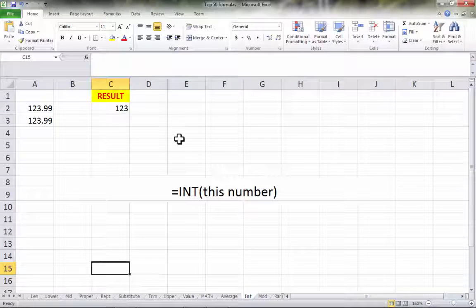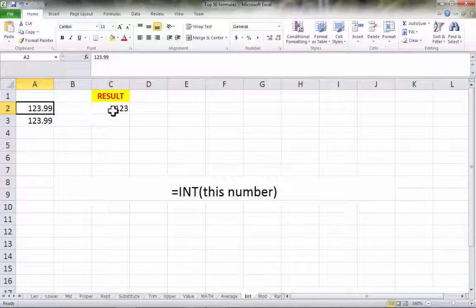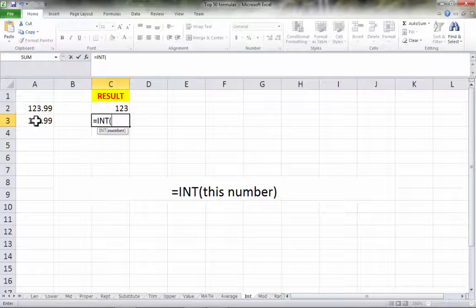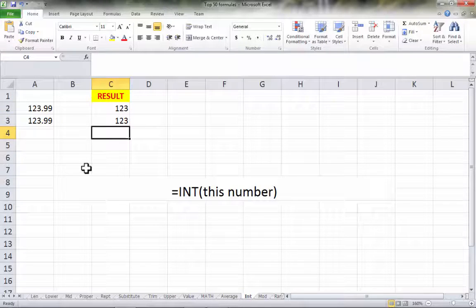Next is int. Int is more of getting just the whole number portion of a decimal. So what you have over here is 123.99. When you pass it to int, it just truncates the decimal portion, and you're left with 123. Do take note, there's no rounding off or anything. It simply cuts the decimal portion off. So the 0.99 is just removed, and you get 123.